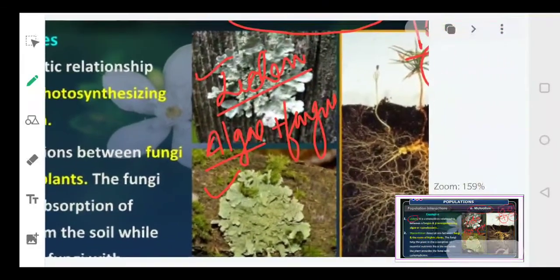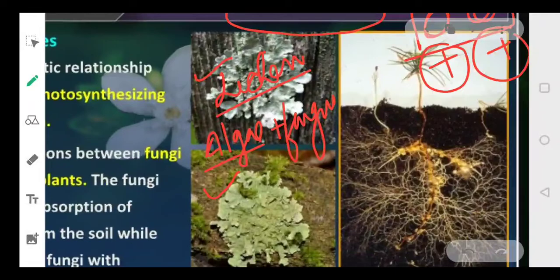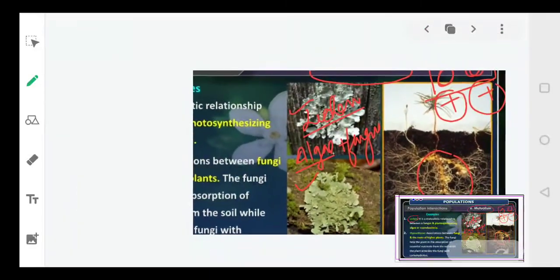The second example that we have is mycorrhiza. It is an association between fungus and the roots of higher plants. Now in this case, the fungus will absorb essential materials from the soil, while the plant will photosynthesize and prepare carbohydrates, which in turn will be provided to the fungus also. So in this relationship also, the plants as well as the fungus both are benefited from their association.